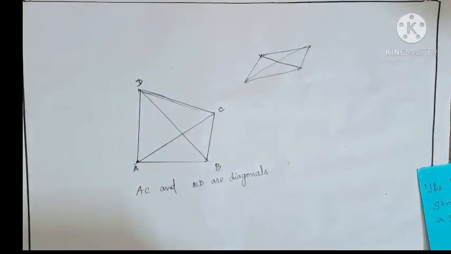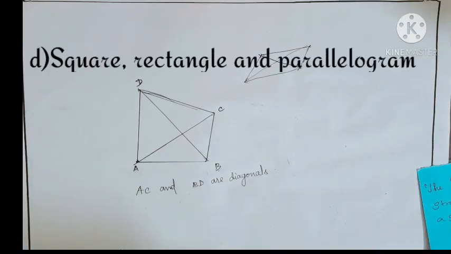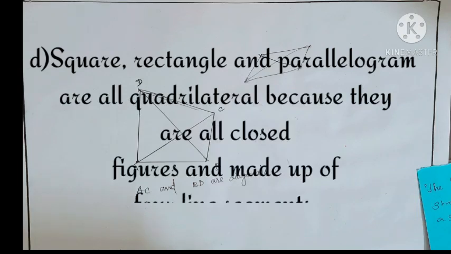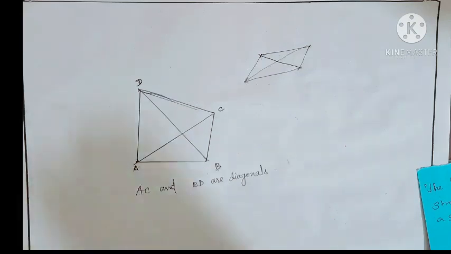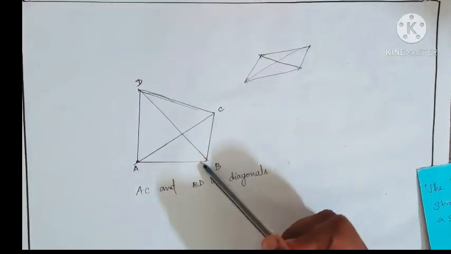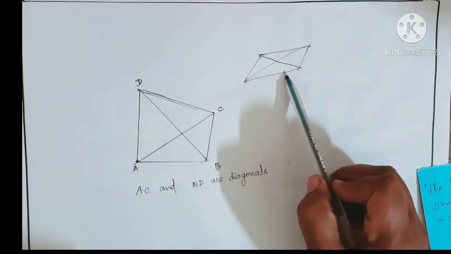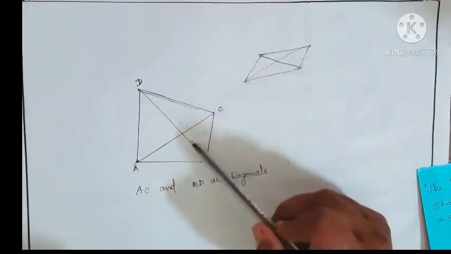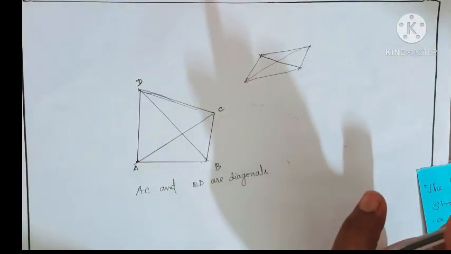The next question is, a square, rectangle, parallelogram are all quadrilaterals. You have to reason it. What is the reason for that? Square, rectangle and parallelogram are all quadrilaterals because they are all closed figures, isn't it? And made of 4 line segments. If I say this is a trapezium and this is a parallelogram, all the figures are 4-sided polygons.